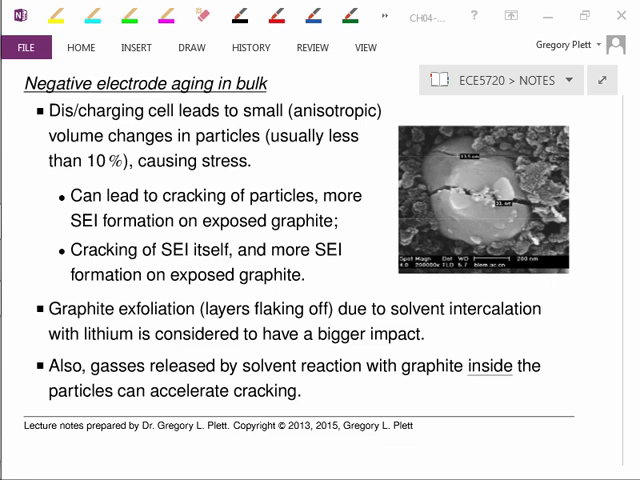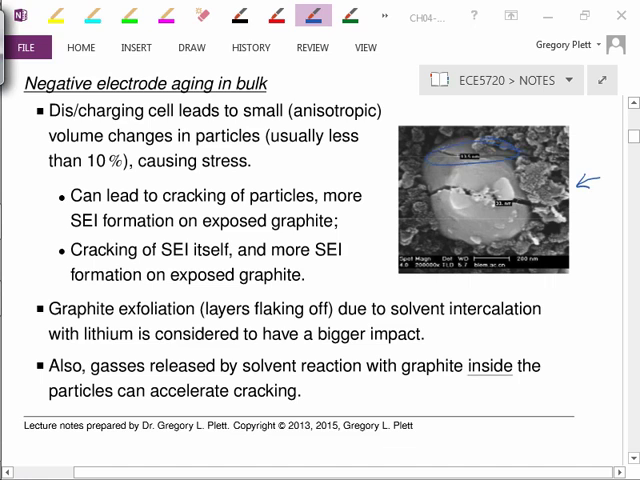Now the volume change is relatively small. It's less than 10%. 9% is a number that I've seen quoted. But that's still enough to cause some stress in the particles when lithium is inserted and deinserted. And that can lead to cracking. So we have a picture here of a particle that you can definitely see there's cracks in this particle. You say, whoa, that probably didn't start that way. But over time, it developed a crack.